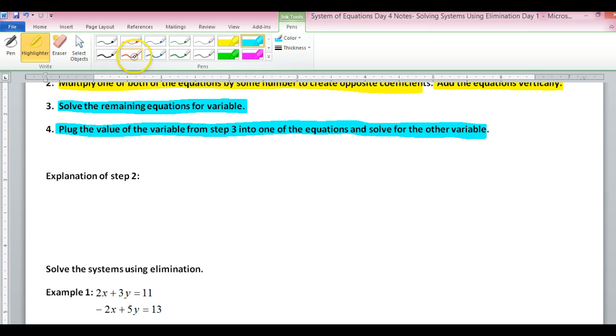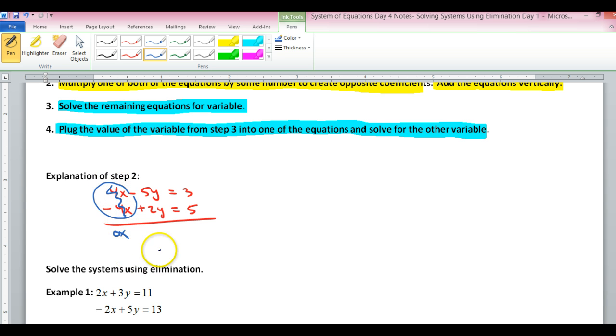Now what we mean by step 2 is when we go to solve these systems, we want one of our variables to eliminate. And how do we do that? We have opposite coefficients, such as in this example here. If you notice, 4x and negative 4x are opposite coefficients. When I add these together, I would get 0x, or basically eliminate that when I add the equations vertically. So what we want to do is multiply one or both equations.